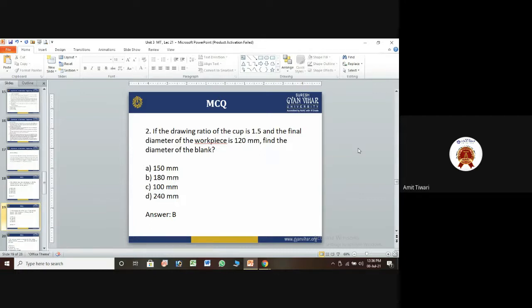Second question: if the drawing ratio of the cup is 1.5 and the final diameter of the workpiece is 120 mm, find the diameter of the blank. The options are 150 mm, 180 mm, 100 mm, 240 mm, and the correct answer is B. So we can say that a 180 mm diameter of the blank is required for the same.